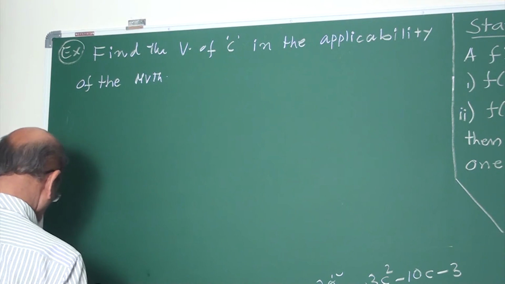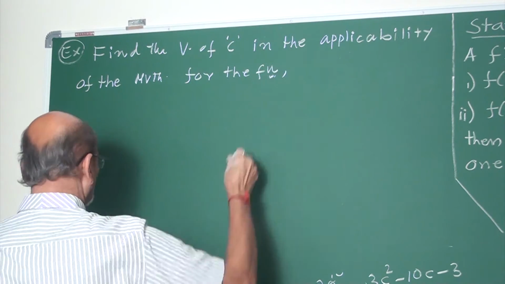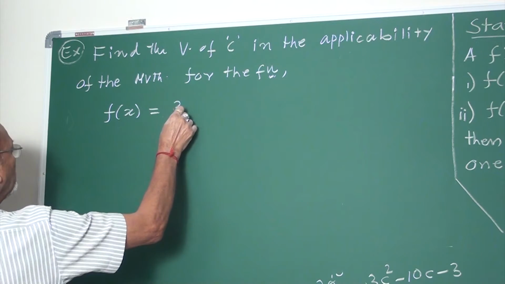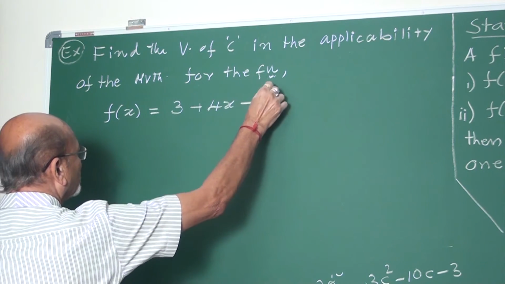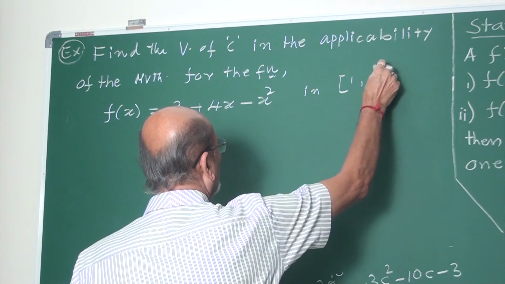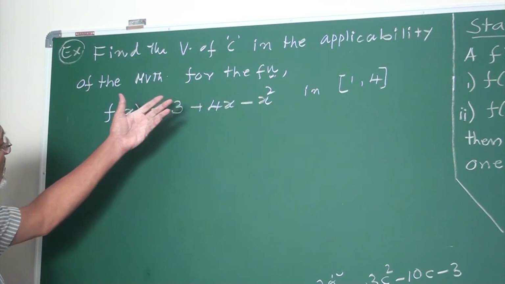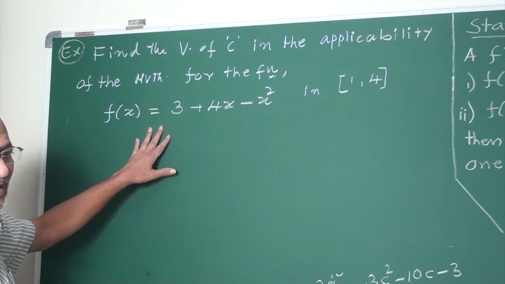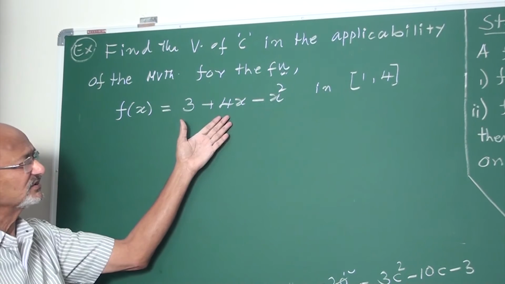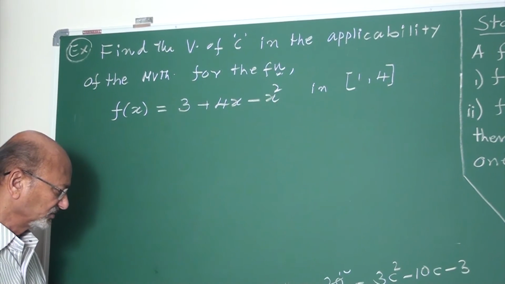Mean value theorem for the function f(x) equal to 3 plus 4x minus x square in the closed interval 1 to 4. Yes, my friends. Already you know what applicability means: no need to verify anything except continuity and differentiability. It is a polynomial function, naturally continuous, and f dash x exists in the open interval, so it is differentiable.